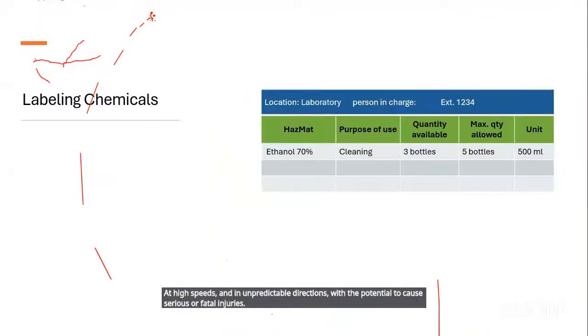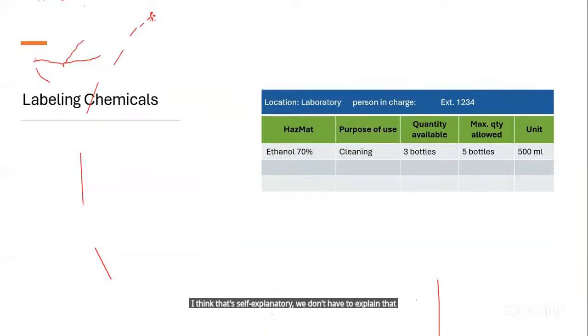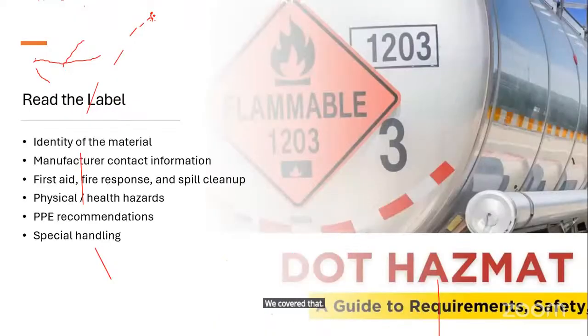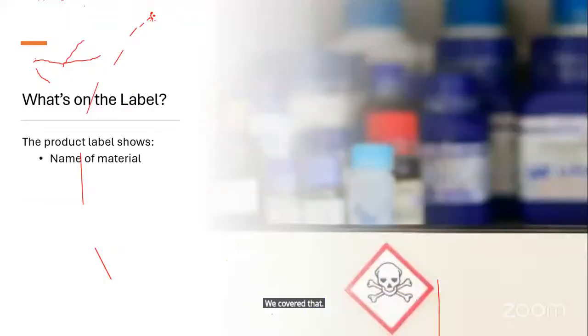I think that's self-explanatory. We don't have to explain that. That is the risk of cylinders. That's why they have to be chained, and we need to have the cap on at all times. And we covered that. Okay, we covered the labels. Okay, the safety data sheet.